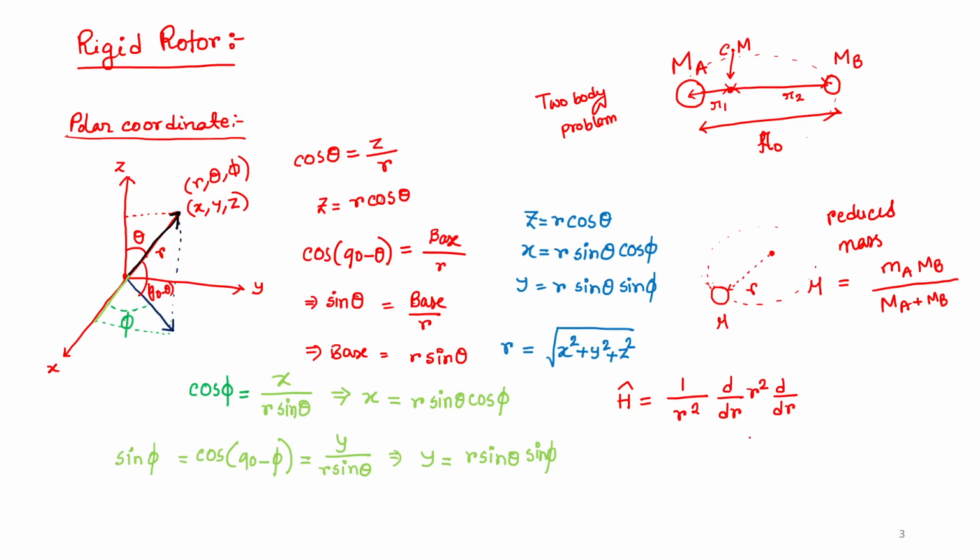d by dr, plus 1 by r square sine theta, d by d theta, sine theta, d by d theta, and then one more part is 1 by r square sine square theta, and I should write del here, del phi square.